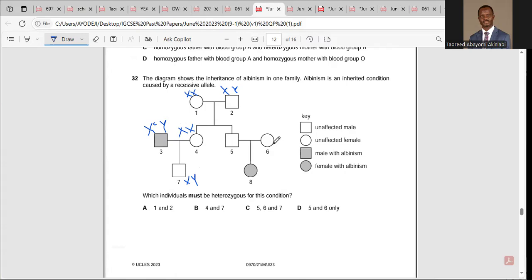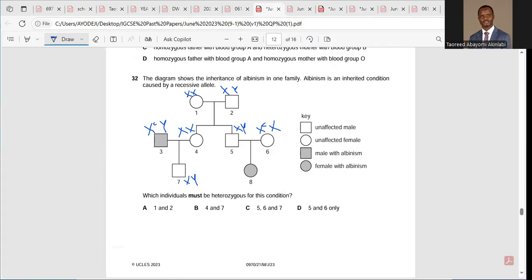While for these two, to be able to have a female that has albinism, it means that two of them, this is X, Y, while this one is X carrier X. All right, that means the ones that are heterozygous for this condition will be 5, 6, and 7.